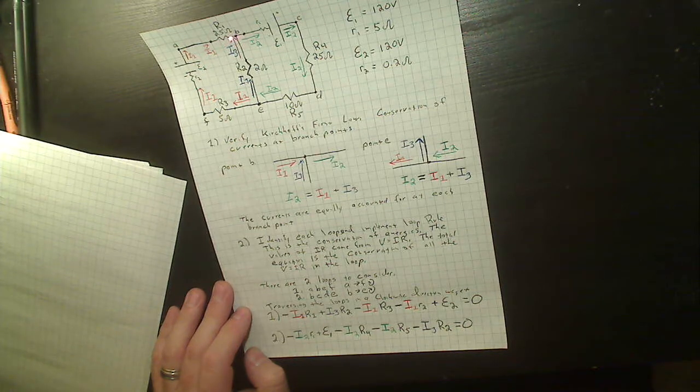Continue going, we get to point B, and then we come down to traverse from B to E, and we come across I2. We've now got current I3, and it's coming against us. So you see we're still going clockwise. I3 is pointing in the opposite direction of our clockwise statement, so when we do I3 R2, we're going to add it. So down here we have plus I3 R2.